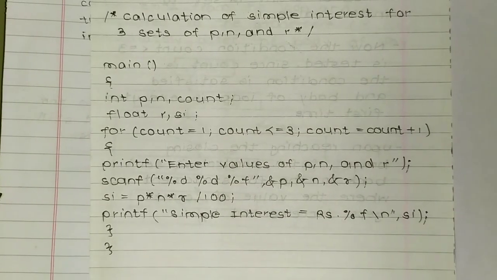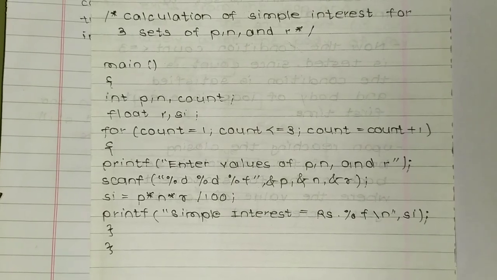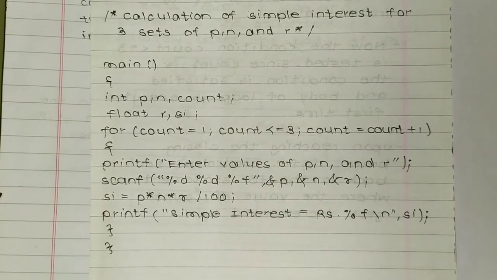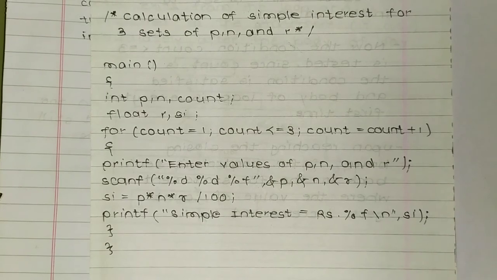Now the calculation of simple interest for three sets of P, N and R. First is main, which is used in every program. int P comma N comma count, so P, N and count are integers. Now float R comma SI, that means R and SI are float. Then we apply the for loop: count is equal to 1, count is less than or equal to 3, then count is equal to count plus 1. Now the loop starts. Printf enter value of p, n and r.